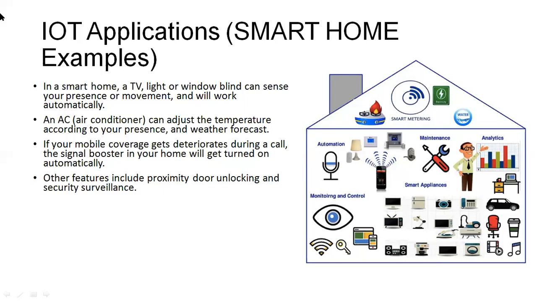Also, in a smart home, a TV, light or window blind can sense your presence or movement and will work automatically, as we discussed with the AC. Another simple example is your mobile coverage. If you are talking to somebody on your mobile phone and during a call your signal drops, there is a signal booster that senses every time whether your signal is okay or not. If your signal gets weaker, it will boost your signal automatically. Other features include proximity door unlocking. You can secure your home also. So these are the main applications of a smart home.